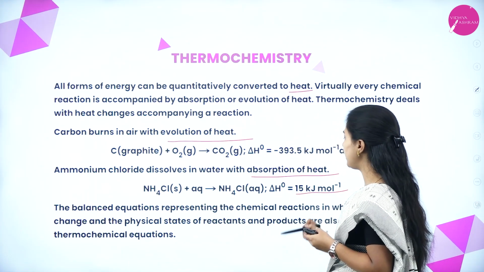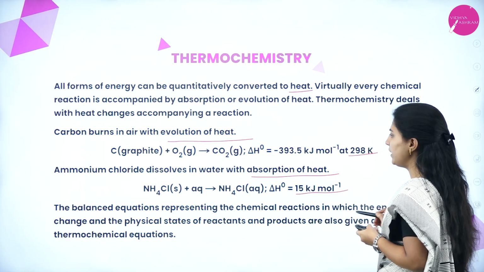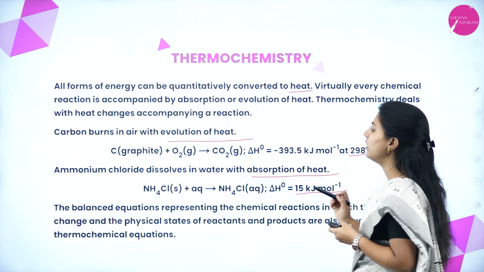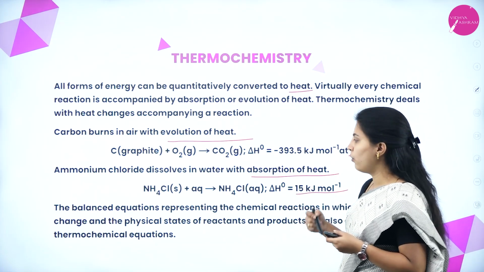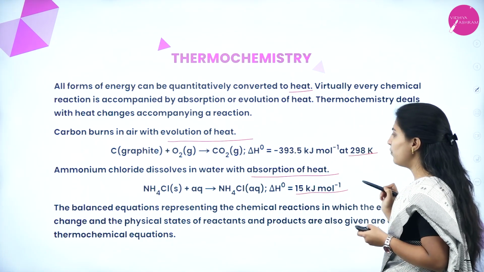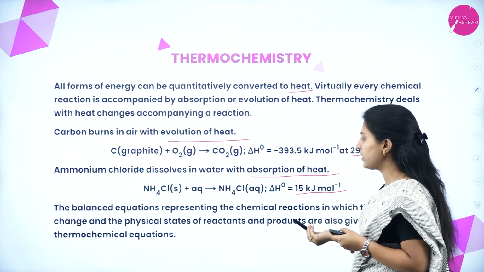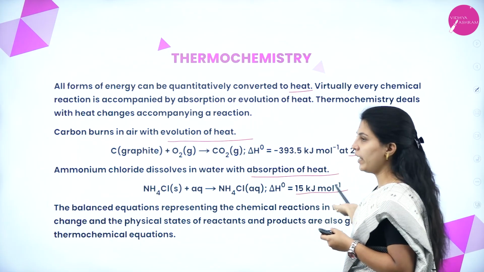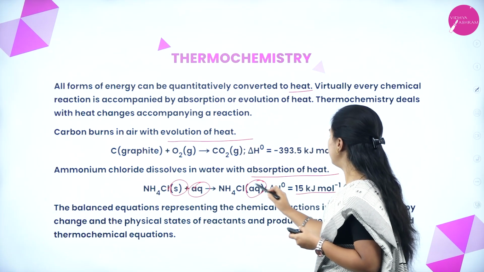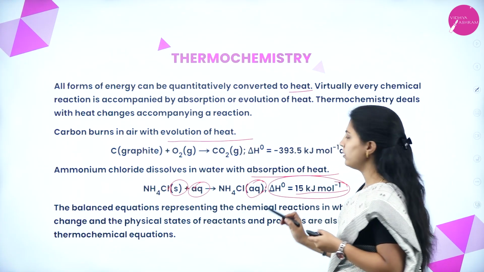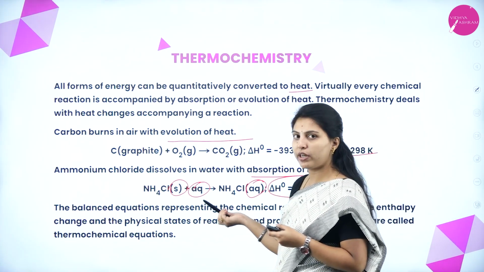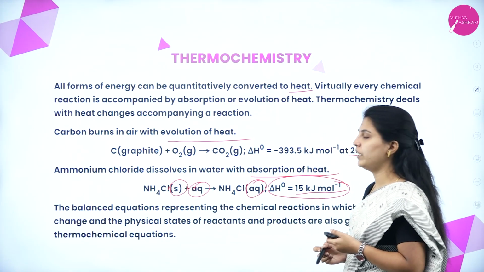Balanced equations representing chemical reactions in which the enthalpy change and the physical states of reactants and products are also given are called thermochemical equations. What are they telling? In balanced chemical equations, the enthalpy change and the physical states of reactants and products are shown. That equation or reaction will be called a thermochemical equation.